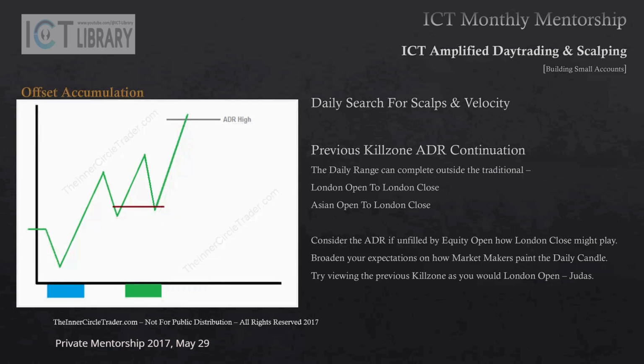The other condition is when the market comes back down into a fair value. And we see that market trade back down into what would be an optimal trade entry, a bullish order block. But the stop run, here's when this one unfolds.